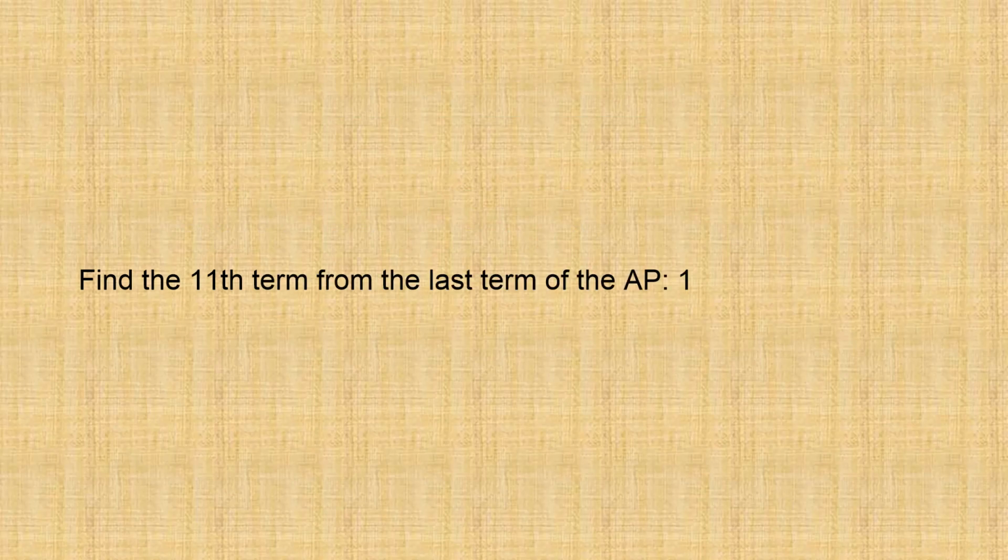Find the 11th term from the last term of the AP 10, 20, 30, etc., 500. One arithmetic progression is given like this. 10 is the first term, then 20, then 30. Very simple. And the sequence terminates here at 500. Our question is, find the 11th term from the last towards the first.